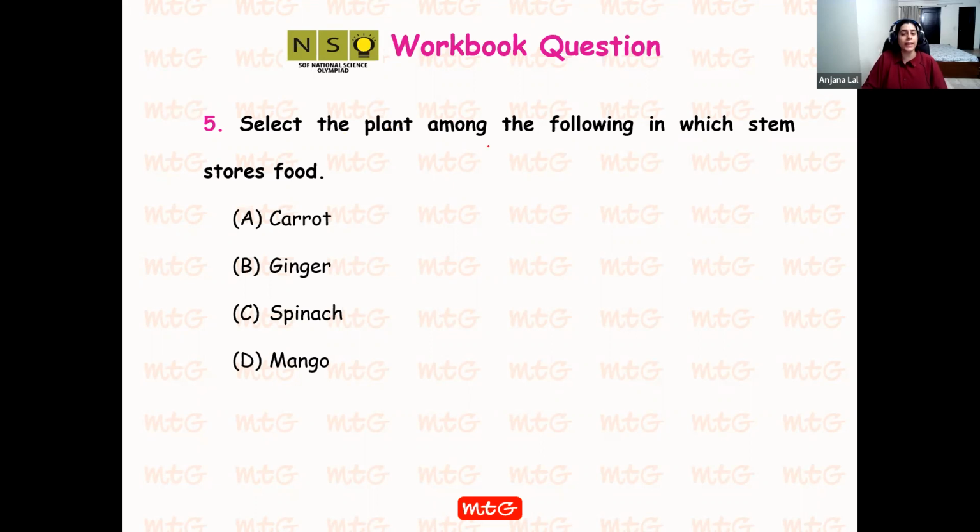Take this question. Select the plant among the following in which the stem stores food. What is the answer according to you? Ginger. Ginger? Yes, because I'm talking about the stem. So ginger is the correct answer.